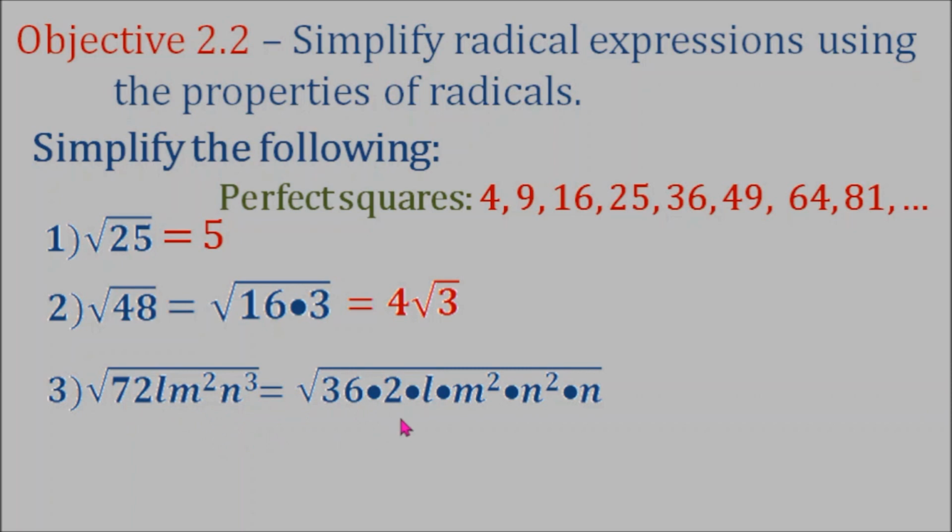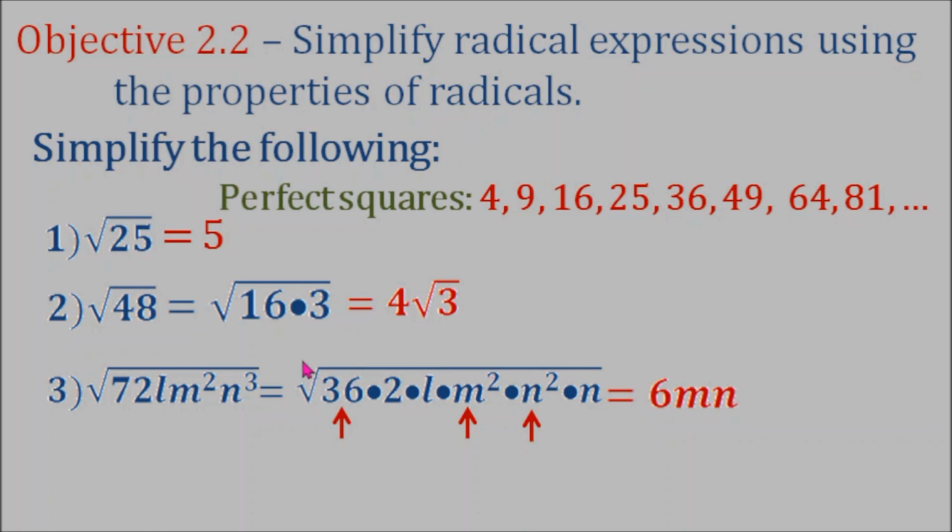Then we have L here, cannot be factored anymore. Then m squared is here. Then we are going to factor n cubed. That's going to be n squared times n. Now among these factors, 36, m squared, and n squared are perfect squares. So the square root of 36 is 6. Square root of m squared is just m because we have the exponent 2 here.